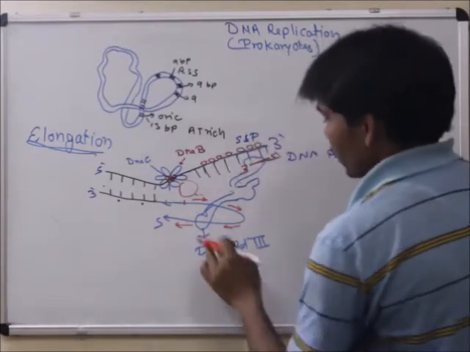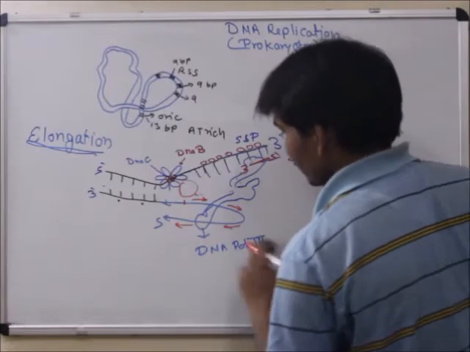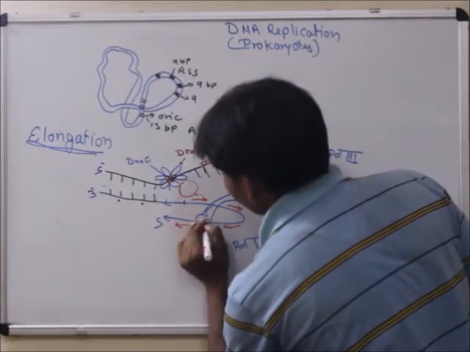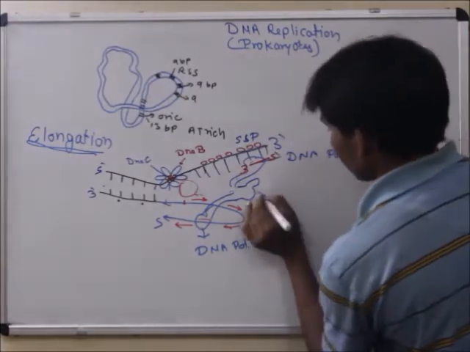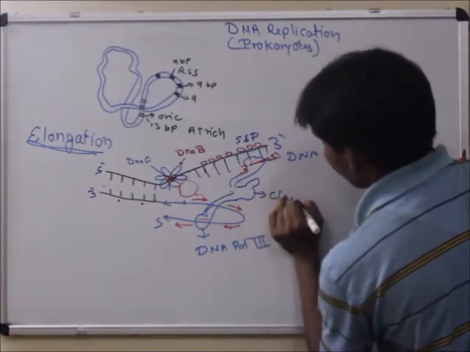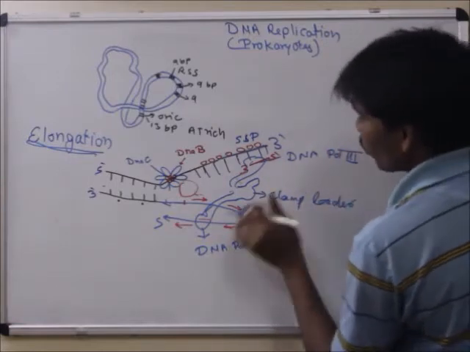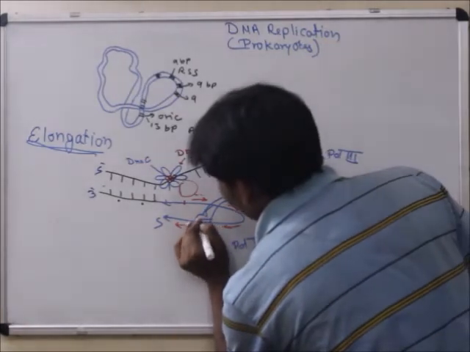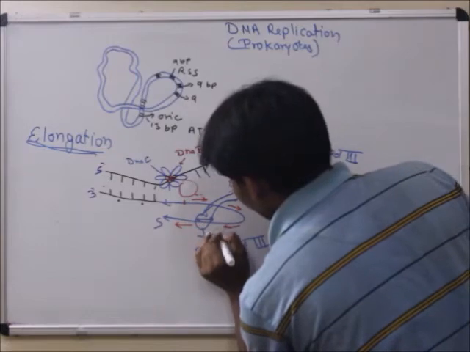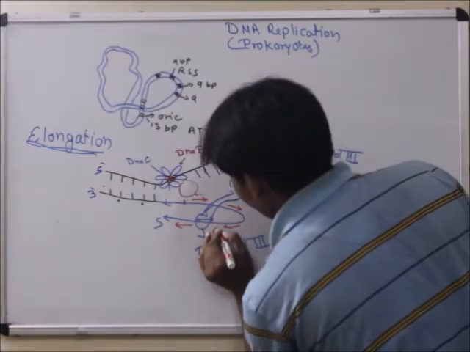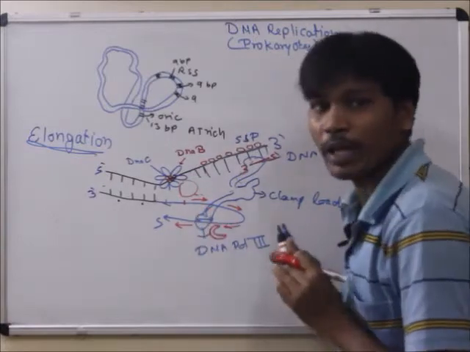Why? Because the DNA polymerase subunits take the primers. This is the primers again, and it is called the clamp loader. This clamp loader loads the clamps where the primer is attached. Load the clamp. This is the clamp, and these clamps are always loaded where the primer is attached.